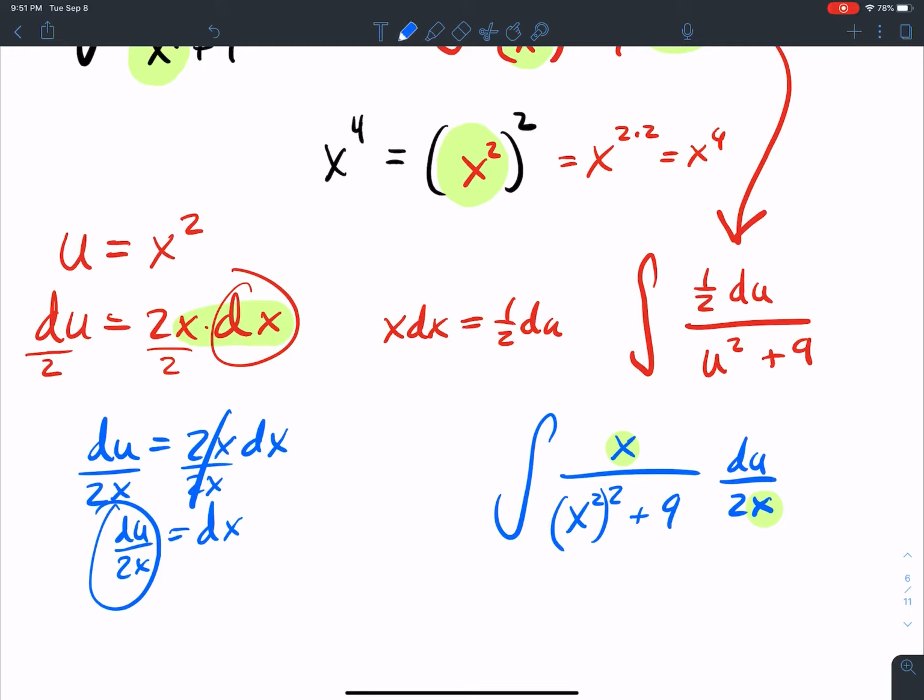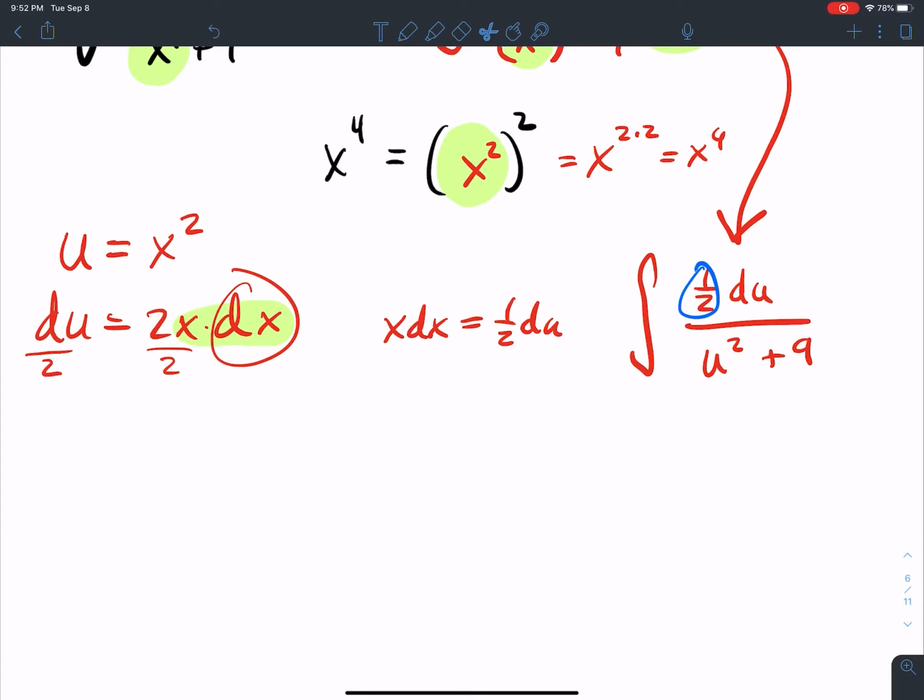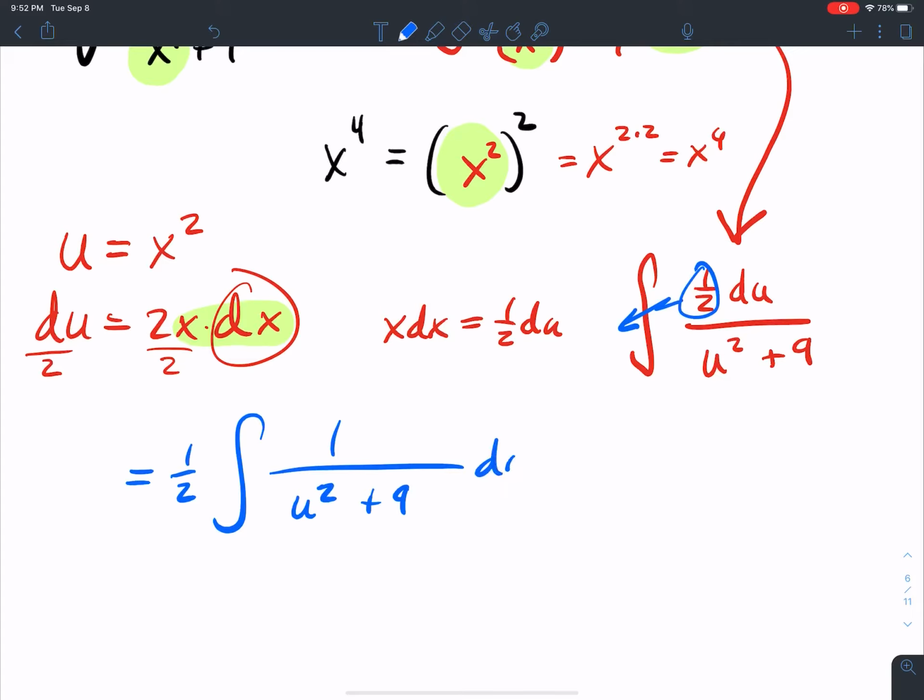And so you're still left with that 1/2 that comes out front here. All right, so either way you do it, you're going to get the same thing. So I'm going to take this 1/2 and pull it out front. So this becomes 1/2 integral of 1 over u squared plus 9 du.